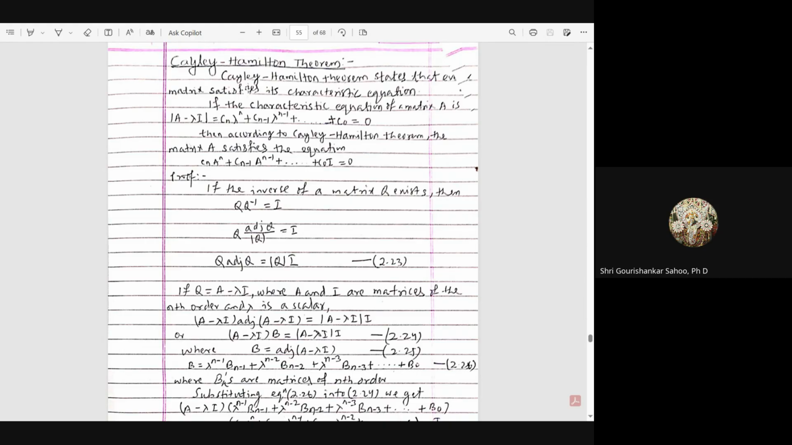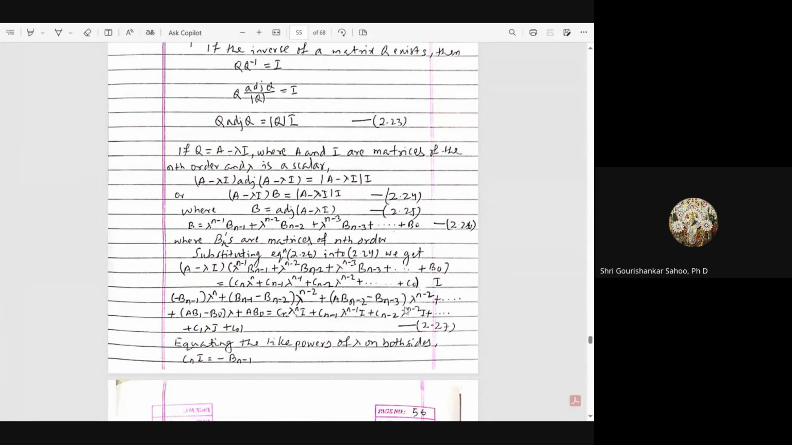So you can prove it by taking the inverse of the matrix Q, which exists if the determinant is non-zero. So Q into Q inverse is equal to I. So Q multiplied by adjoint of Q divided by determinant of Q is equal to I. So your Q adjoint of Q is equal to determinant of Q multiplied by I. So your Q is equal to A minus lambda I, where A and I are matrices of the nth order and lambda is a scalar, you know. So A minus lambda I into adjoint of A minus lambda I is equal to determinant of A minus lambda I multiplied by I. So A minus lambda I multiplied by B is equal to determinant of A minus lambda I multiplied by I, where B is equal to adjoint of A minus lambda I.